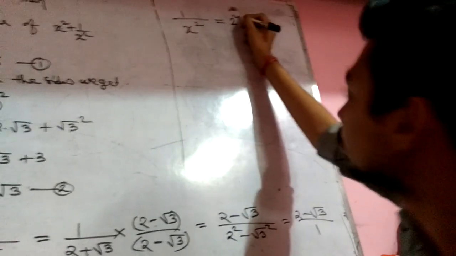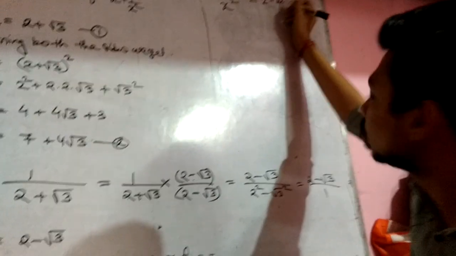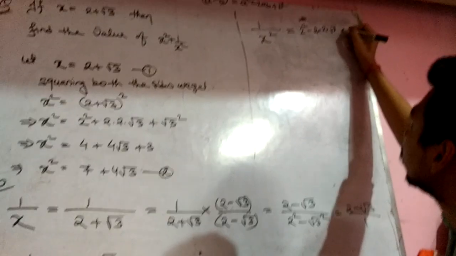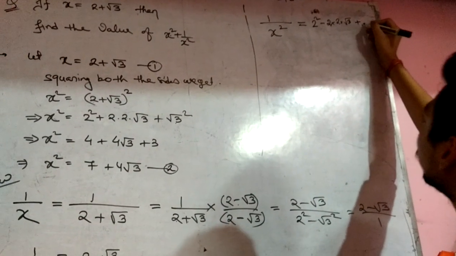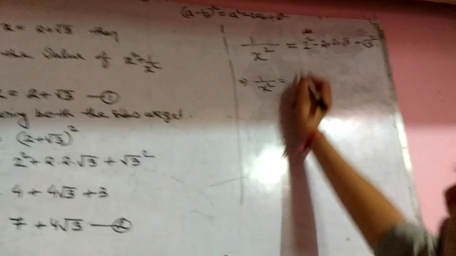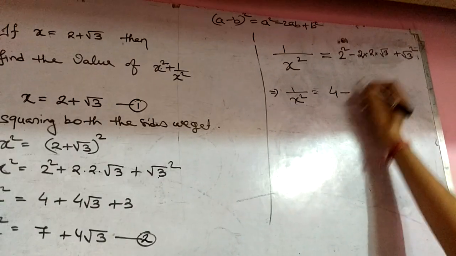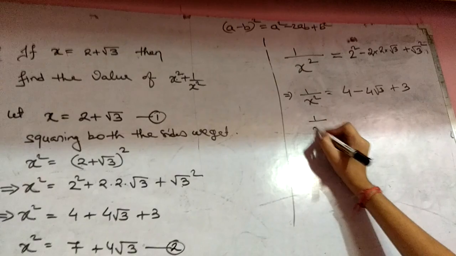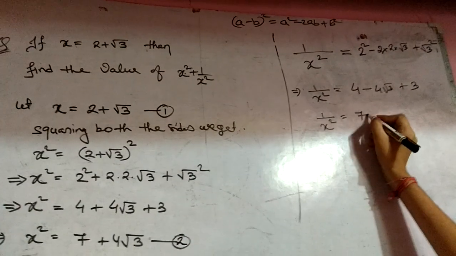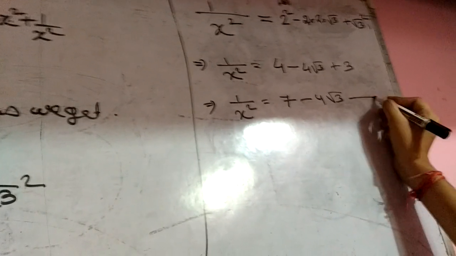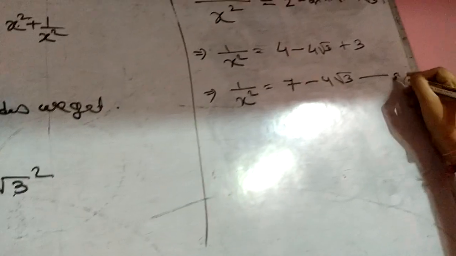And a square will be 2 square, a square minus 2 into a. In place of a we are having 2, b we are having root 3, plus b square. B square we are having root 3 square. This implies 1 by x square is equal to 2 square is 4, minus 2 into 2 into root 3, which is 4 root 3, and root 3 square means 3. So ultimately 1 by x square is equal to 4 plus 3, we are having 7 minus 4 root 3. So we have found out the value of 1 by x square also. Name this as equation number 3.